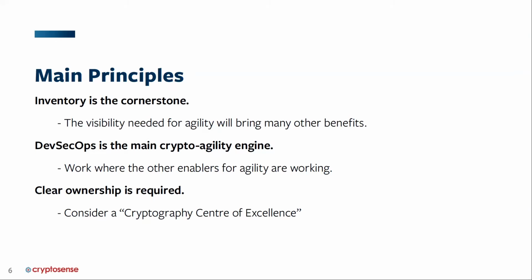It doesn't make sense to try and build another agility engine. So work where there is already agility enablement going on, and then we get things like the automated testing and so on that we need to make sure that our agility is effective.